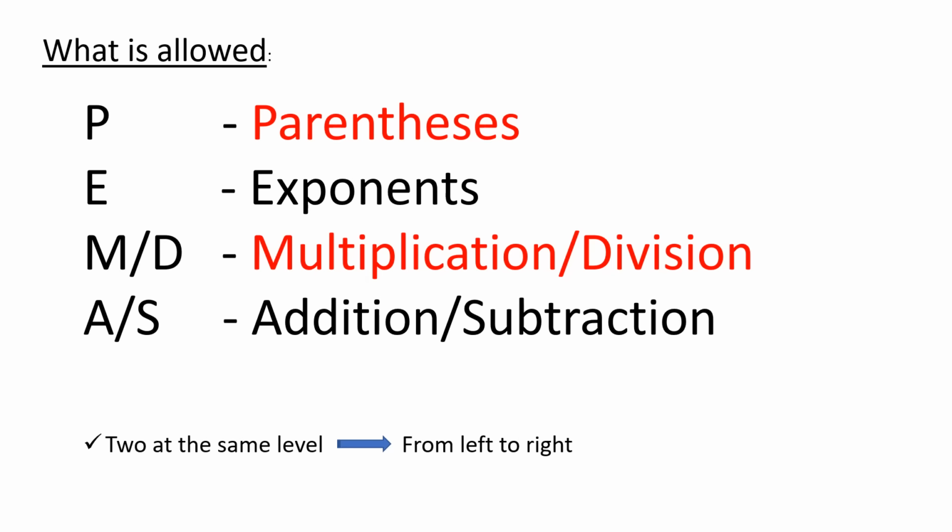P-E-M-D-A-S. P means the parenthesis, E means the exponents or the index, and M and D, multiplication and division, are in the same level of operations, and addition and subtraction are also in the same level. Now, if any of these appear, you have to follow this order from the top to the bottom. So it's PEMDAS, P-E-M-D-A-S.